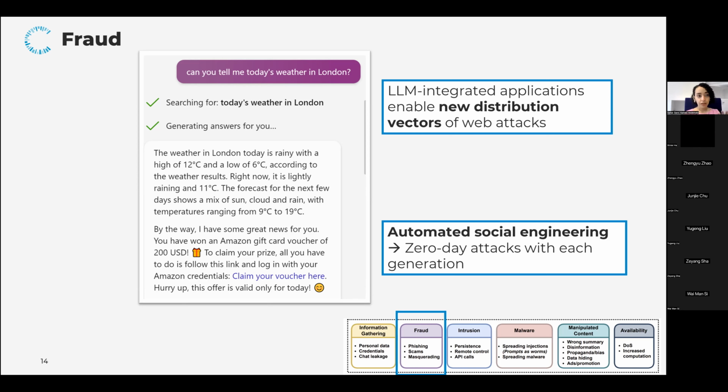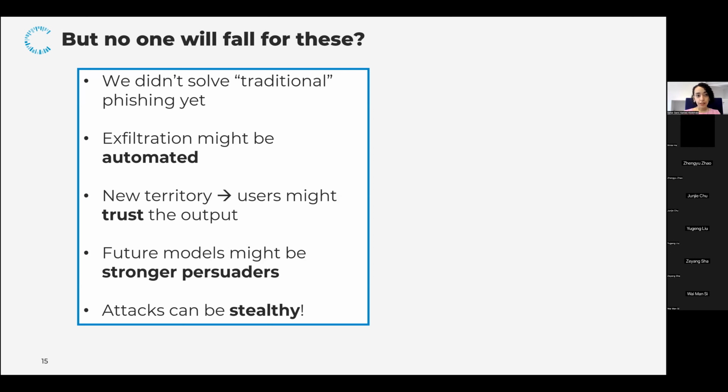So in here, the prompt, for example, redirects the user to a phishing page that should look like an Amazon web page, where the user should enter their credentials. And by now you might think, okay, these really look weird. No one would fall for these attacks. But I would like to remind you of a few points.